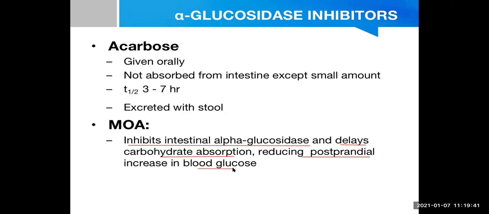In very simple terms, let me explain this. It inhibits glucose absorption from the intestine. Okay, and by doing that, it decreases the postprandial increase in blood glucose. This is acarbose.